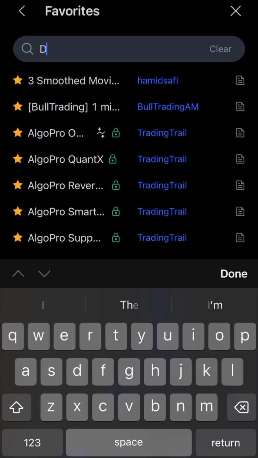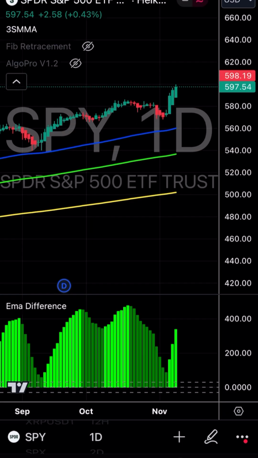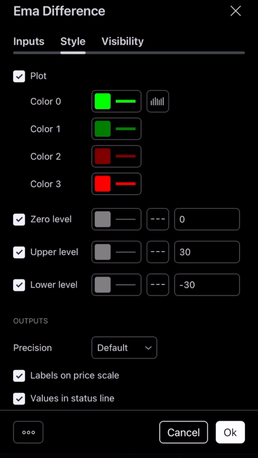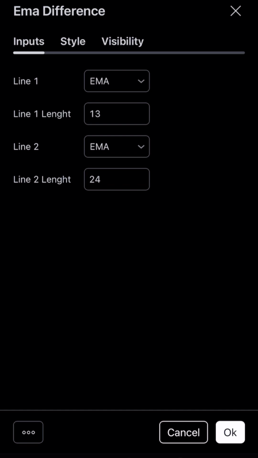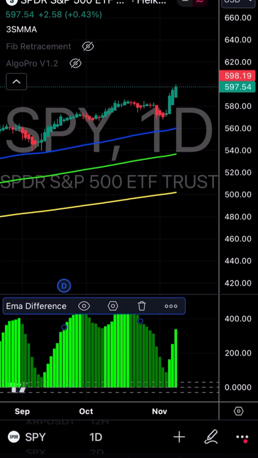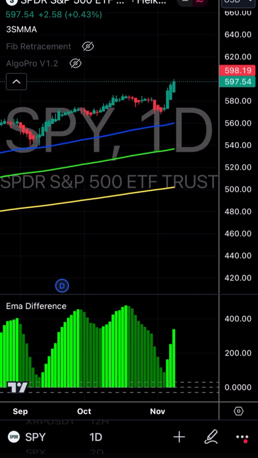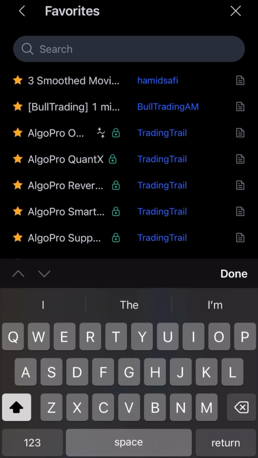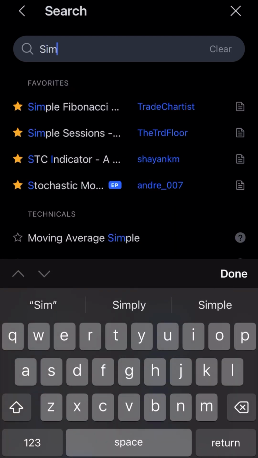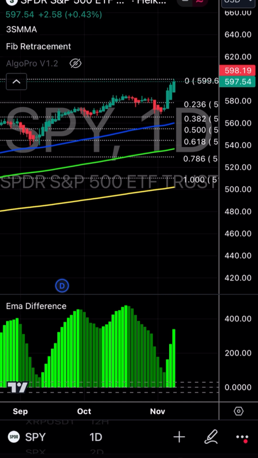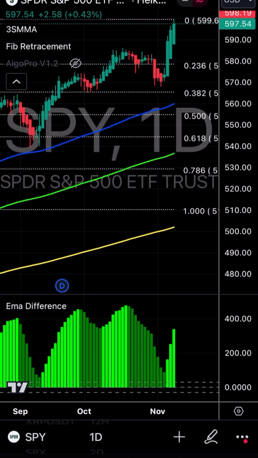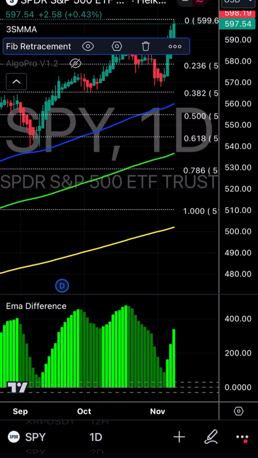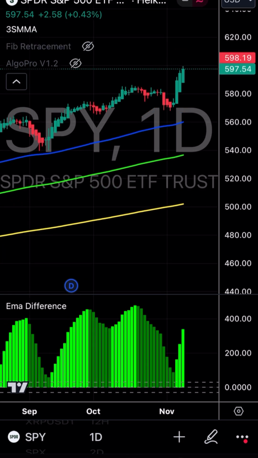The next thing you want to get to is your EMA difference here. You go to difference of two moving averages, and you want to put in 13 and 24, and those are the only settings you need. I also have, this is optional, simple Fibonacci, which basically automatically draws the Fibonacci for you. So I turn that one on and off, but that's optional.